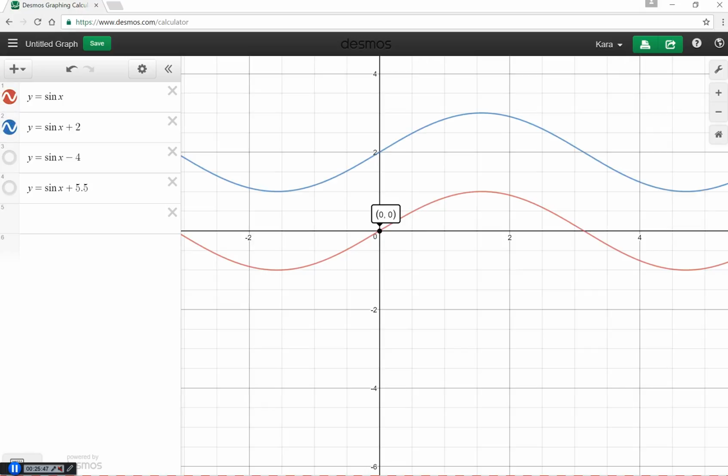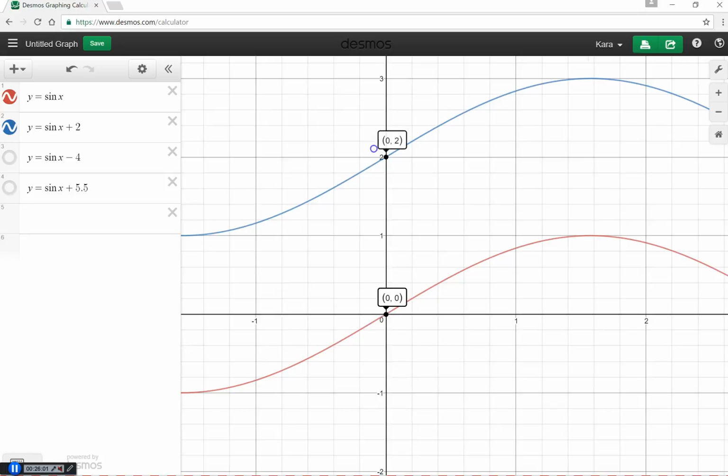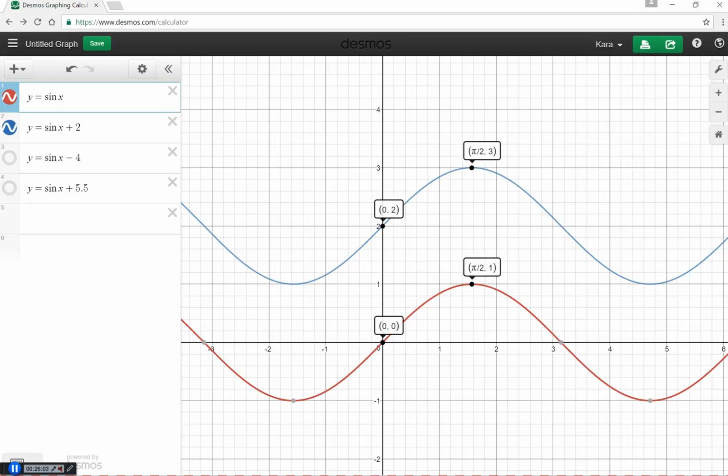I turn that on. What do you notice that happened? Okay, well, if I touch this point here, we can see that that's at (0, 2). So we definitely can see that our y-intercept has changed from where we were before. What about our maximums? Well, we can see that at pi/2, for both of these, that has changed too. Before it was at 1, now it was at 3. So it appears that my whole graph, my original parent graph, y = sin x, has moved up.